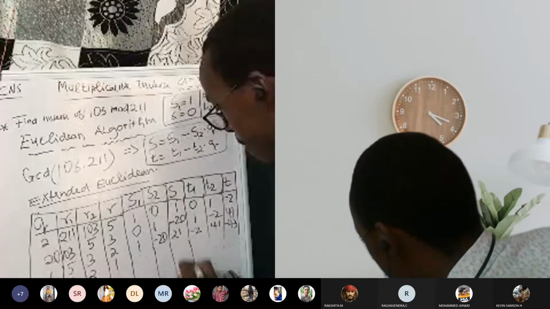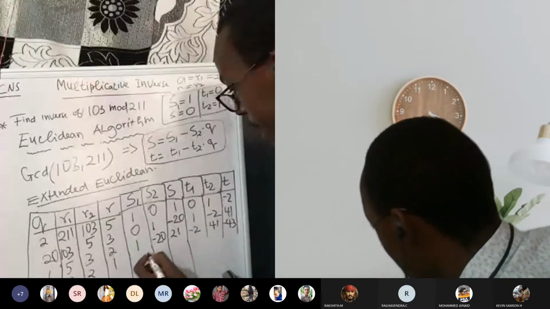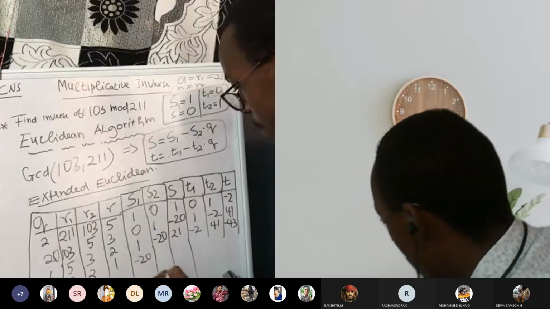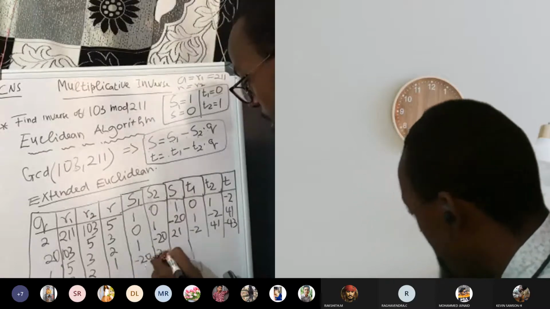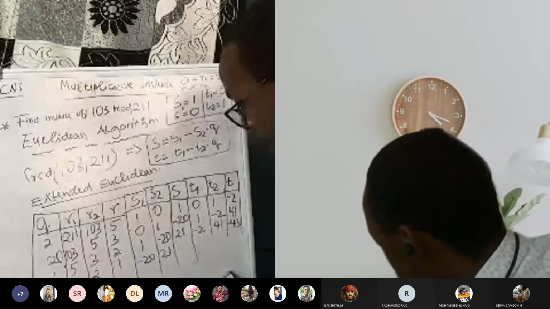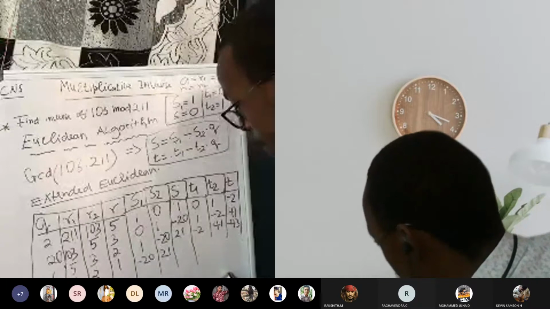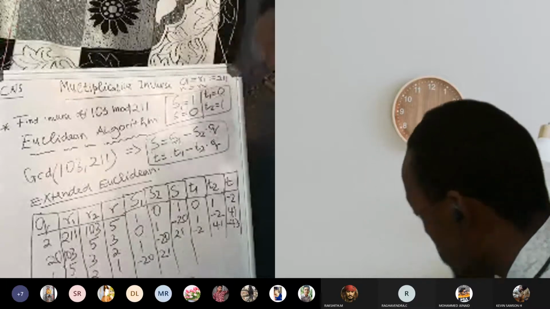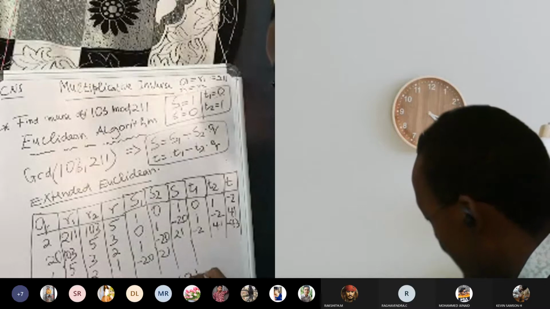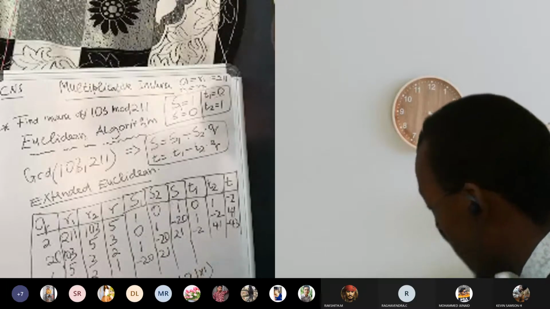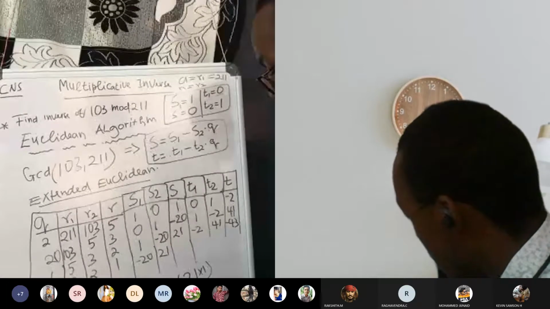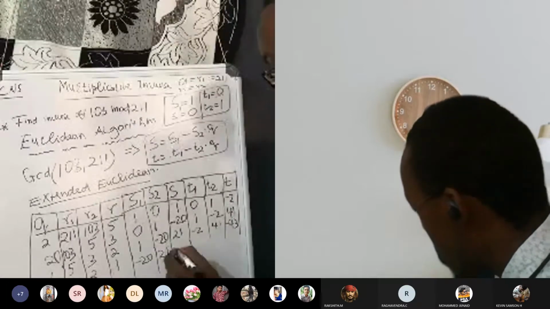We replace this one. So this one is going to be replaced by minus 20, yeah, minus 20 and 21. And we find the value of s. What's the value of s? The value of s is equal to minus 20 minus 21 into 1. Okay. Minus 21 is equal to minus 41. Is it correct? Minus 41.